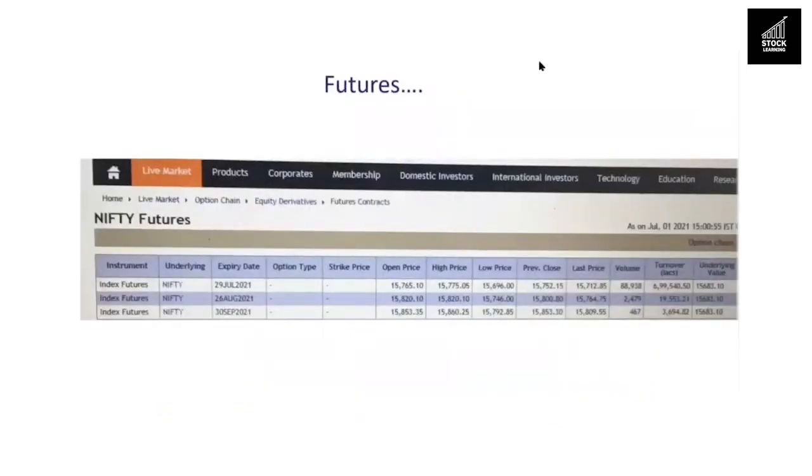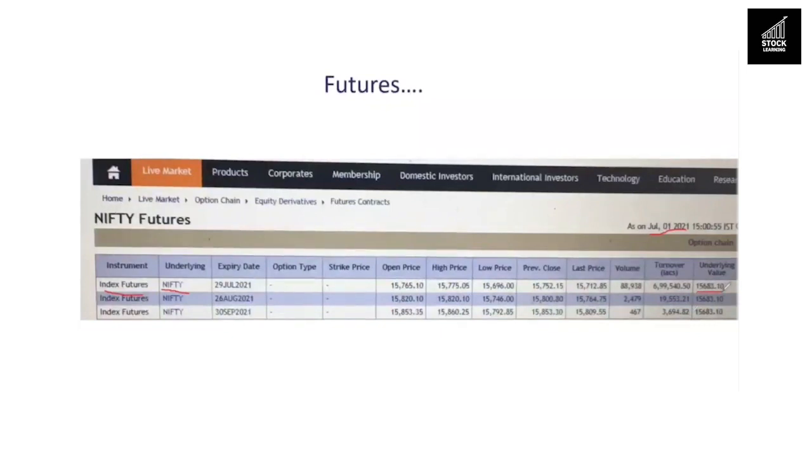Okay, so have a look at this. This is a snapshot from the NSE website. So this is index futures. That means they are derivatives based on an index, which is Nifty here. These were taken on 1st July. At that point of time, you had 3 months series working, July, August, and September, with their expiry dates written here. The value of the Nifty when this snapshot was taken was 15,683.